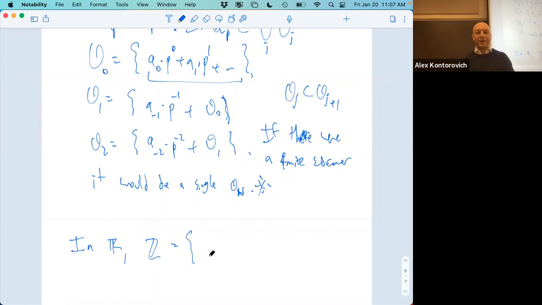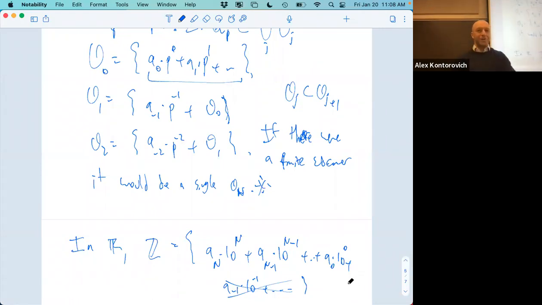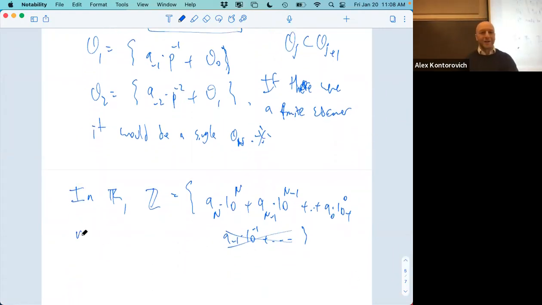It's all these decimals, right? A_n 10 to the n plus A_(n-1) 10 to the n minus 1, and so on, plus A0 10 to the 0 plus A_(-1) 10 to the -1, and so on, except all of these guys are 0. So there's nothing after the decimal point. That's what the integers are. Nothing after the decimal point.